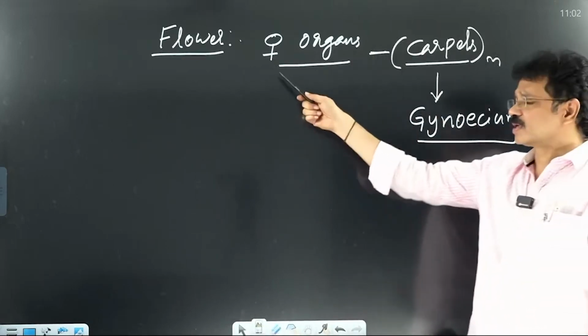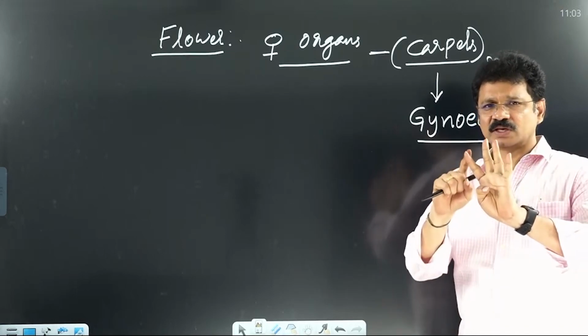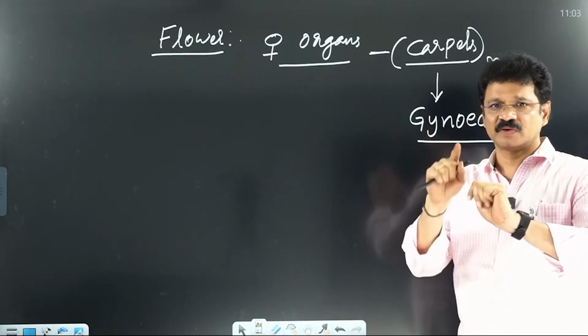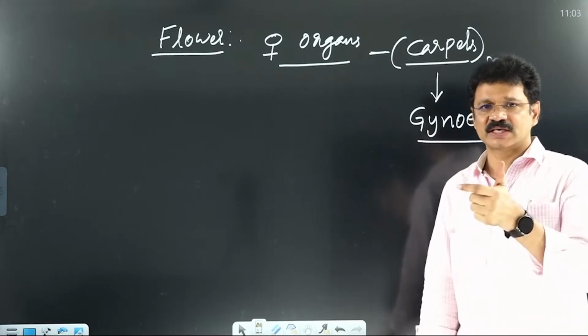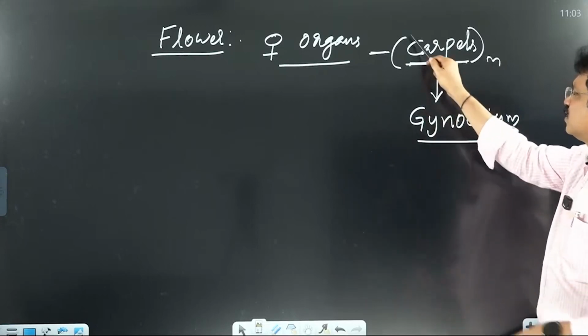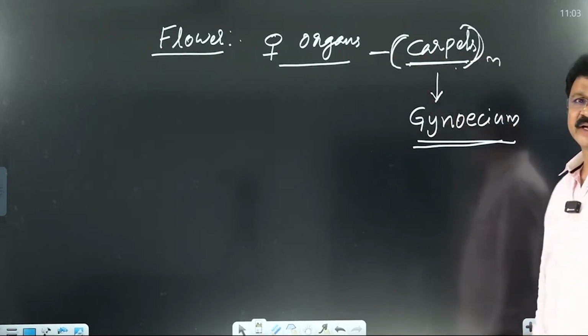A typical flower consists of 4 organs. The first one, the outermost, is the sepal, the second is the petal, the third is the stamens, and the fourth is the carpels. The whorl of stamens is the androecium. The whorl of carpels means all the carpels found together in a flower, called the gynoecium.